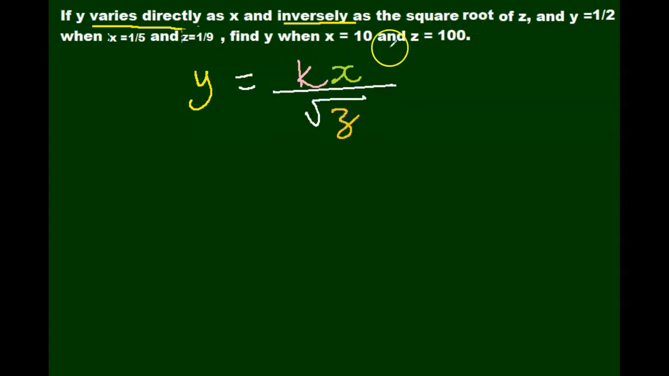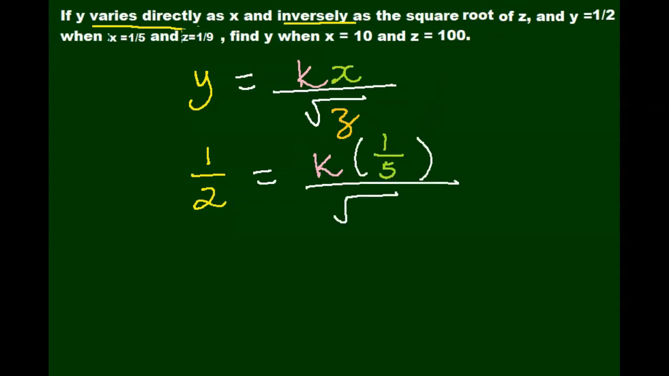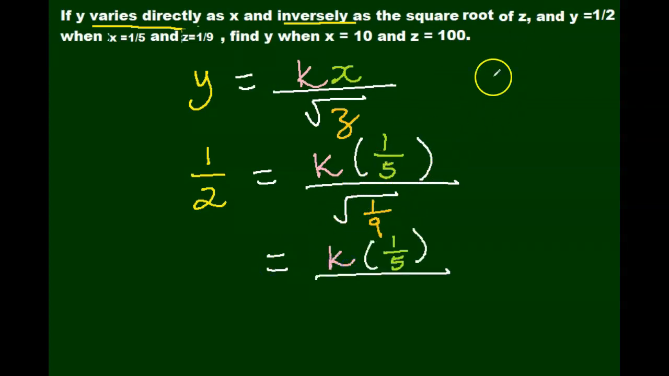Let's plug in our given values. We're told that y equals half, and we're trying to find our k. We don't know what our k is. We're told our x is 1/5 and our z is 1/9. Don't freeze when you see the fractions. Let's keep going. Simplify your square root of 1/9. The square root of 1/9 is 1/3, because the square root of 9 is 3.